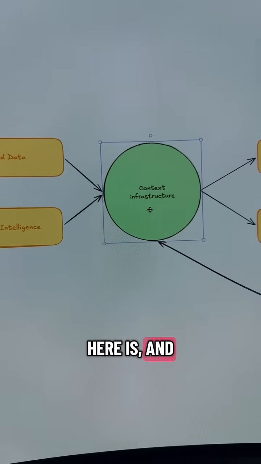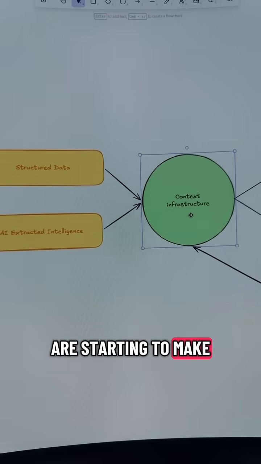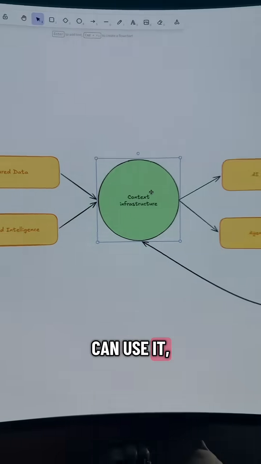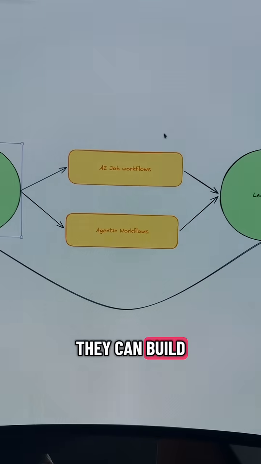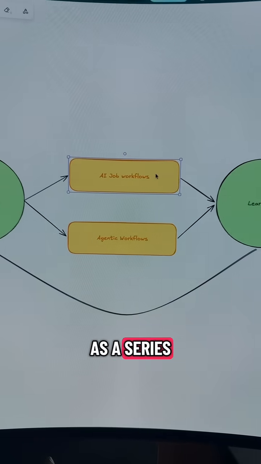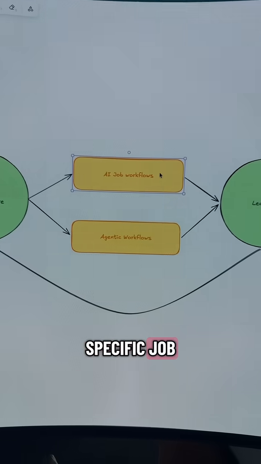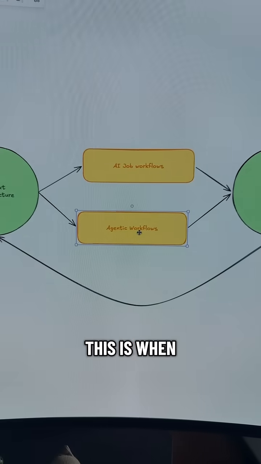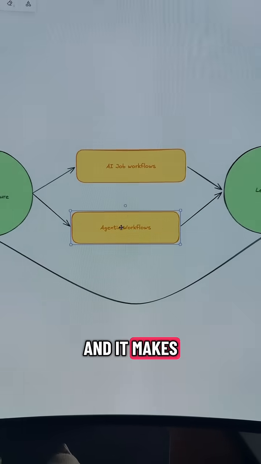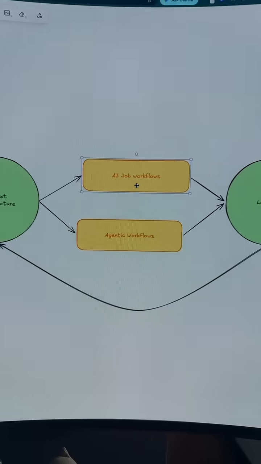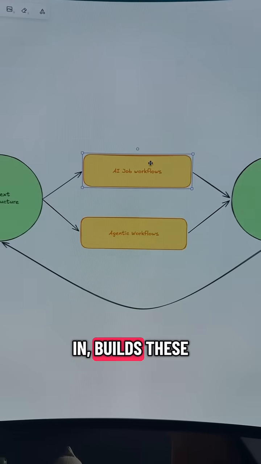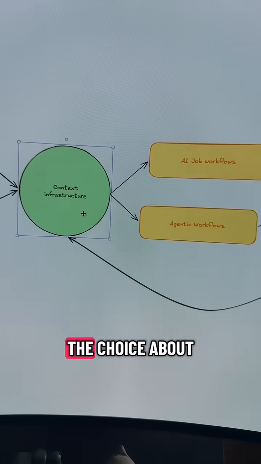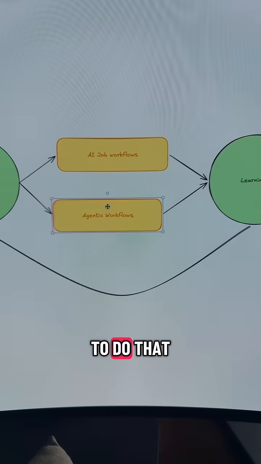Now, the beauty here, and really the big level up people are starting to make, is by collecting this context and organizing it in a way to where AI can use it, they can build two things on top of it. They can build AI job workflows. Think of this as a series of AI prompts and agents that do a specific job and check in with the human along the way to make sure it's going well. And then agentic workflows. This is when an agent can handle dynamic tasks and it makes decisions around what context it uses. AI job workflows, the human comes in, builds these out, and chooses what context is involved. Agentic workflows make the choice about what context it believes it needs to do that specific task.